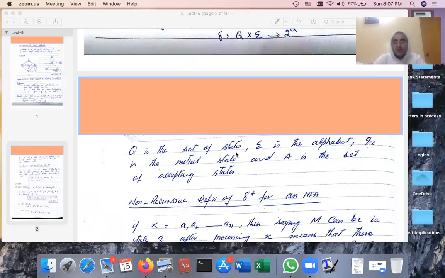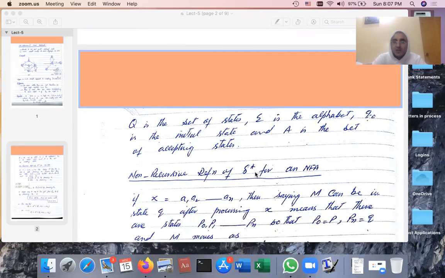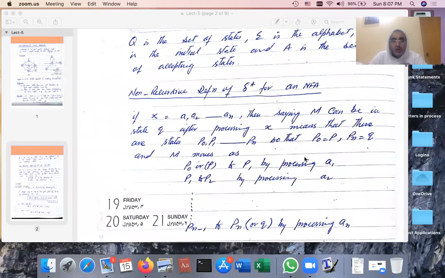Okay, move on. Q is the set of states. We know sigma is the alphabet set. We know that Q0 is the initial state and A is the set of accepting states. Set of accepting states, plural, because more than one accepting state is possible, just like the previous definition of FA and also the NFA. Now, the non-recursive definition of delta star for NFA.